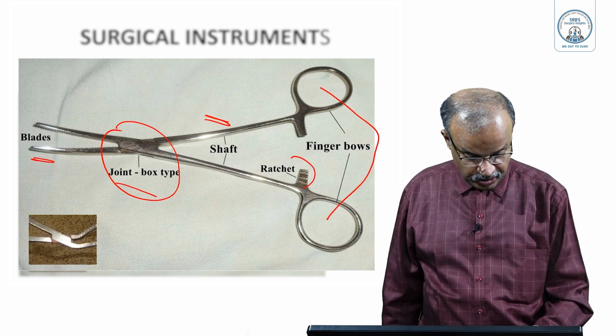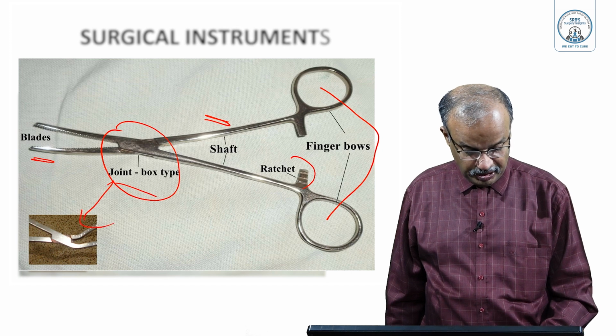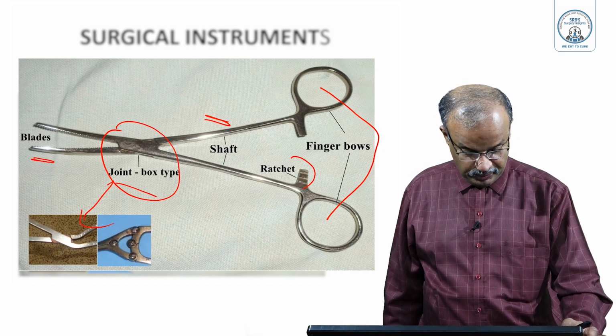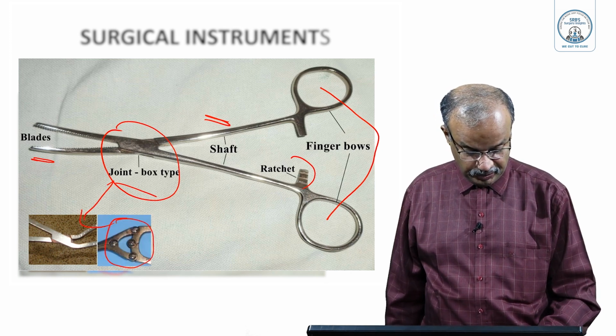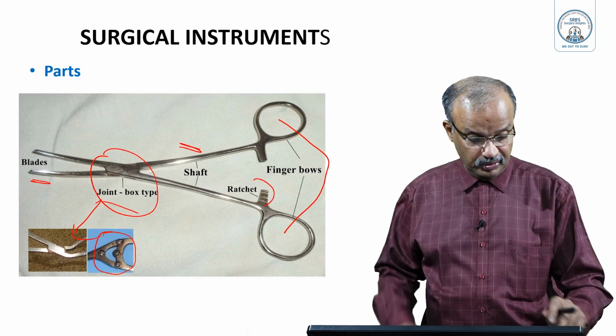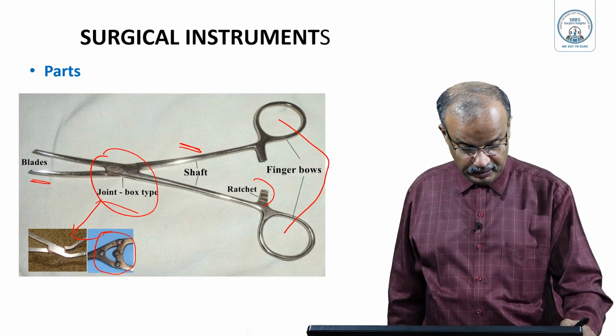See, this is how this part looks in magnified view. So this is another type with the screws. Sometimes this is how the joint will look like.